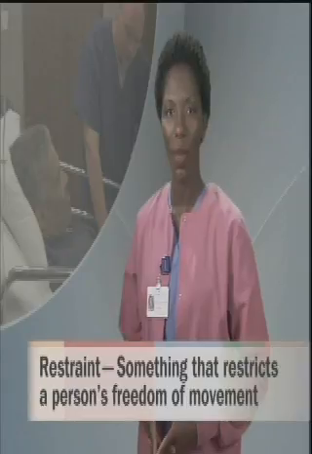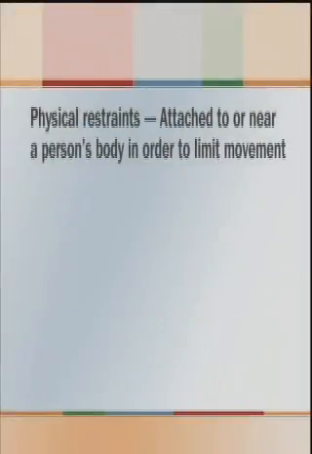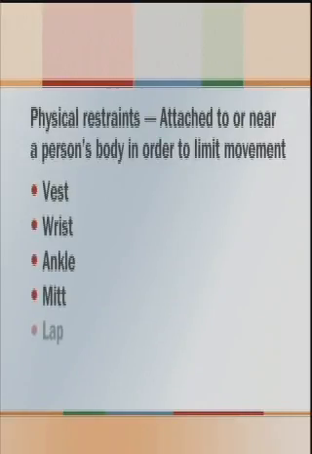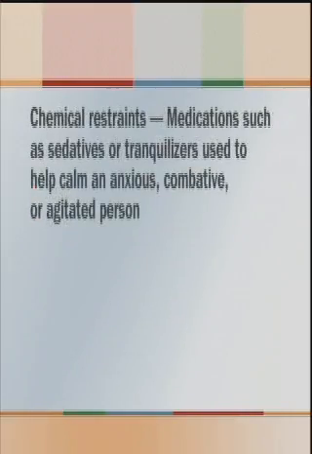A restraint is something that restricts a person's freedom of movement, and the restraint may be physical or chemical. Physical restraints are devices that are attached to or that are near a person's body in order to limit movement. Physical restraint types include vest, wrist, ankle, mitt, and lap. Chemical restraints are medications such as sedatives or tranquilizers that are used to help calm an anxious, combative, or agitated person.